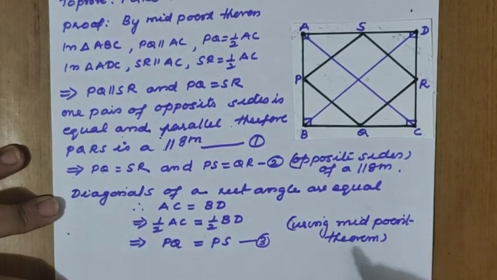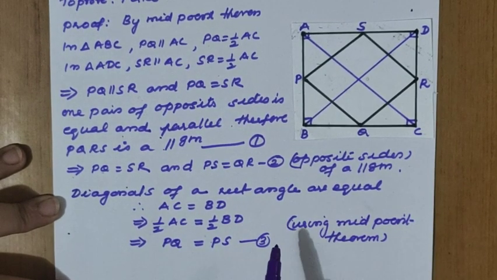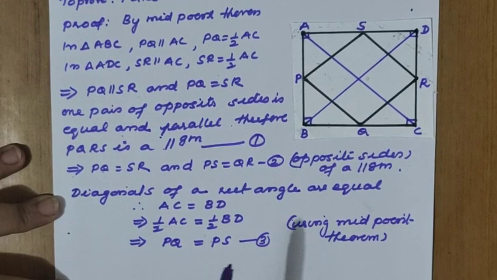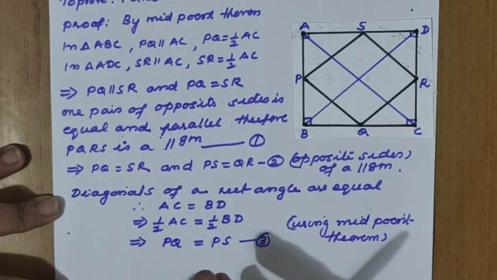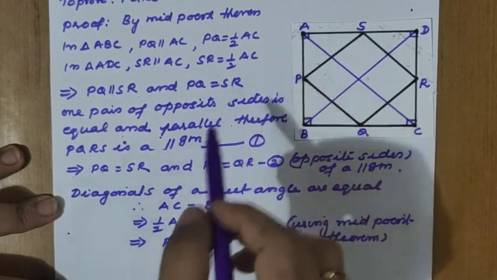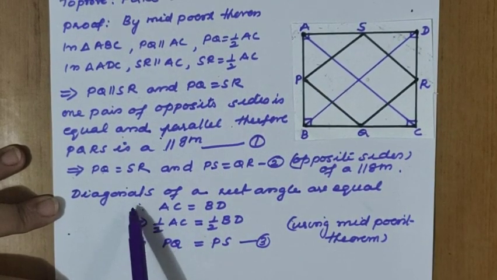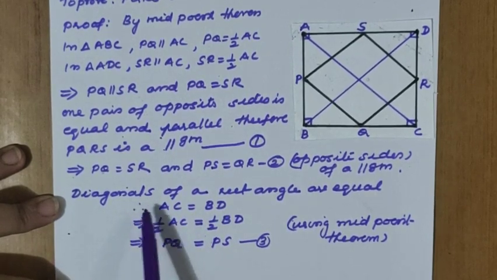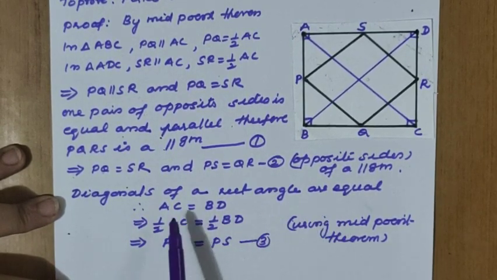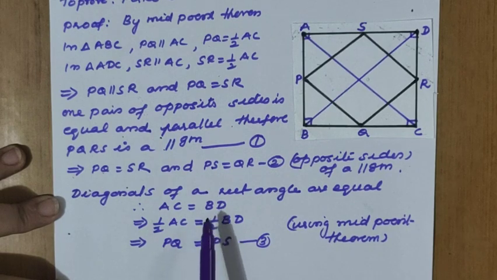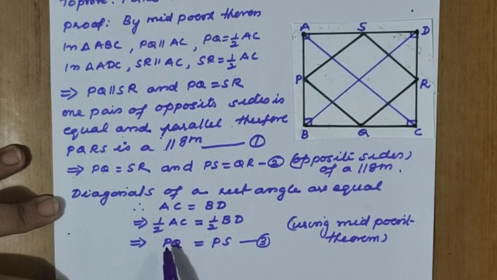Okay, what we got here? PQ equal to PS, adjacent sides are also equal. See, you can see that in many proofs congruency criteria is used. That is a little bit difficult compared to this. So you can use this criteria also. Diagonals of a rectangle are equal. AC equal to BD. So half of the equals are equal. So half of AC equal to half of BD. Half of AC means we can write PQ and half of BD means we can write PS.